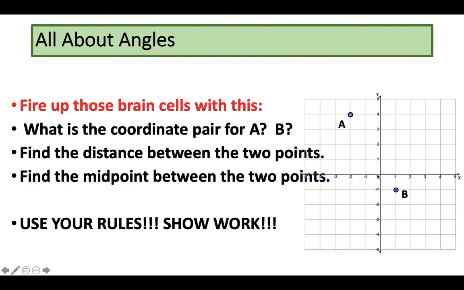First of all, what are the coordinates for A and B? Second of all, find the distance between the 2 points, because we just reviewed distance, right? And then last week we talked about midpoint, so please find the midpoint between the 2 points. Remember that a midpoint is a place, not a number. And so you're going to have a comma between your x-coordinate and your y-coordinate for your midpoint.